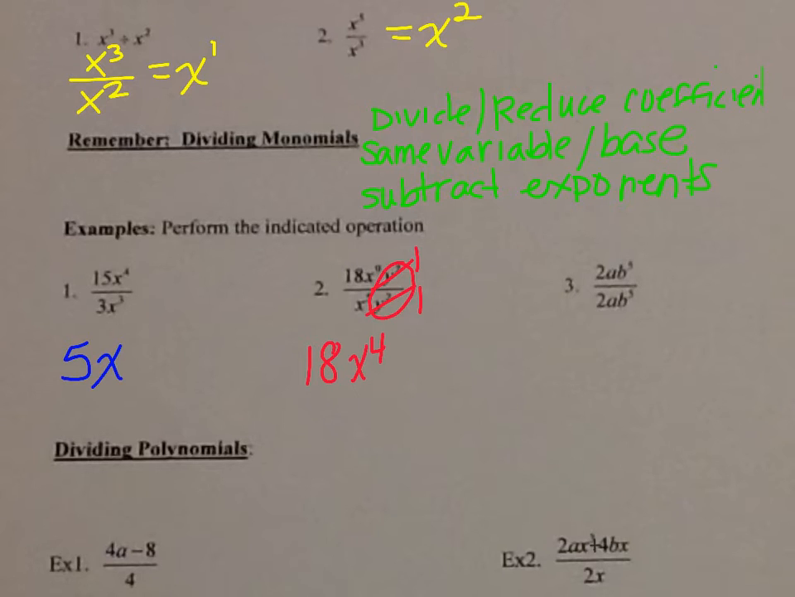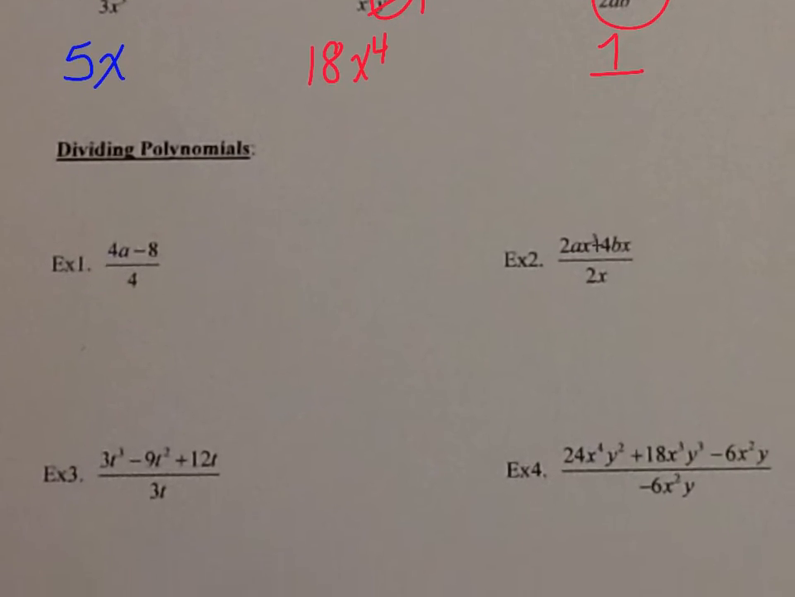Okay, so let's take a look at number 3. We have 2ab to the fifth divided by 2ab to the fifth. Notice I have the same exact thing in the numerator as in the denominator. So this whole thing reduces to 1, right? Anything divided by itself is equal to 1. All right, so let's take a look at dividing polynomials.